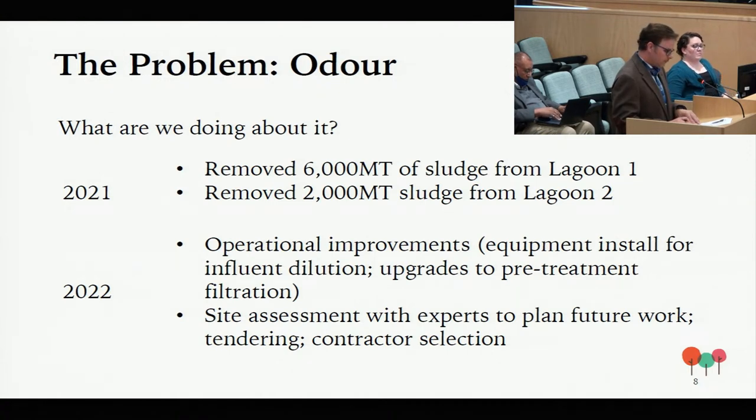If we go to the next slide, what are we doing about it? Starting in 2019, we started planning what we thought would be a three-year upgrade to the plant. We took a year to consult with experts and to draft RFPs and to select contractors. In 2020, we replaced the aeration in cells 3 to 5. In 2021, in preparation to replace the aeration in cells 1 and 2, we did a significant desludge operation. We removed 6,000 metric tons of sludge from Lagoon 1, and an additional 2,000 metric tons of sludge from Lagoon 2. The expectation after removing that volume of sludge would be a positive impact on odor. But of course, the following summer, we still had odor.